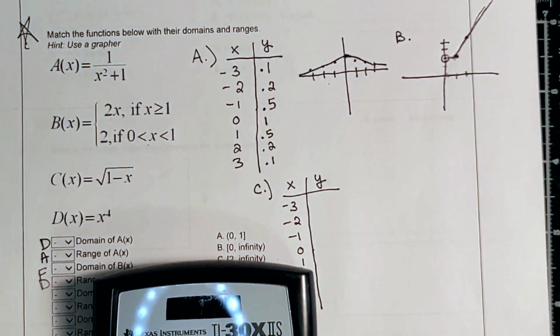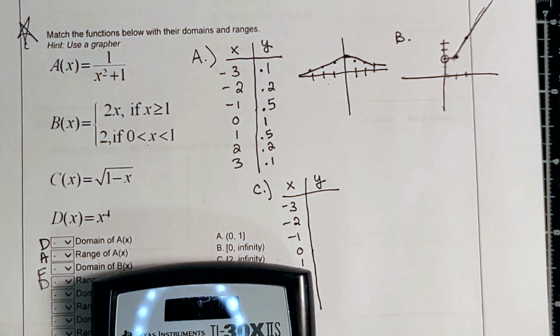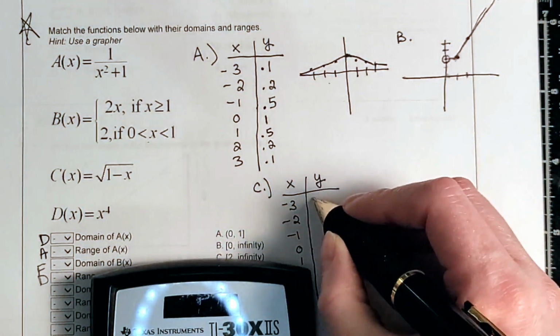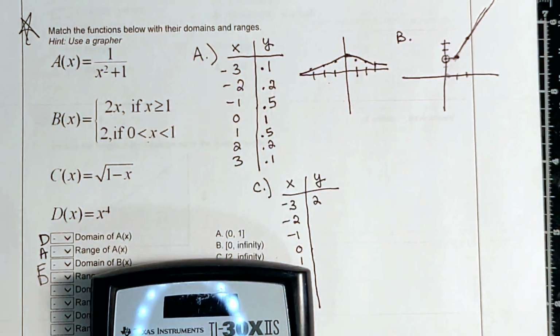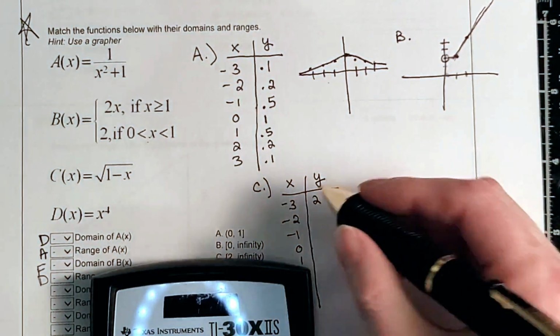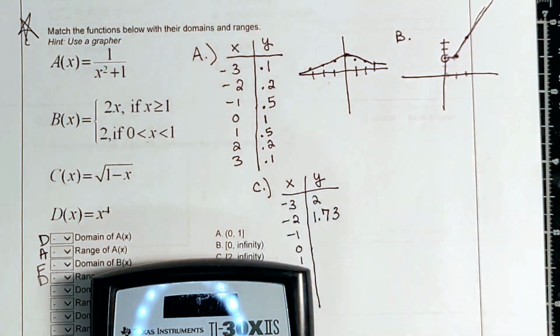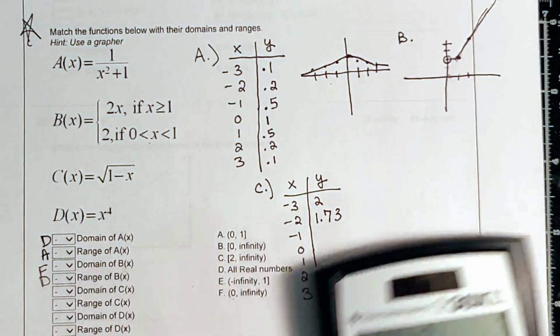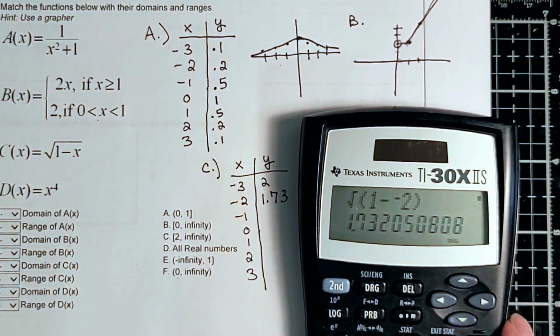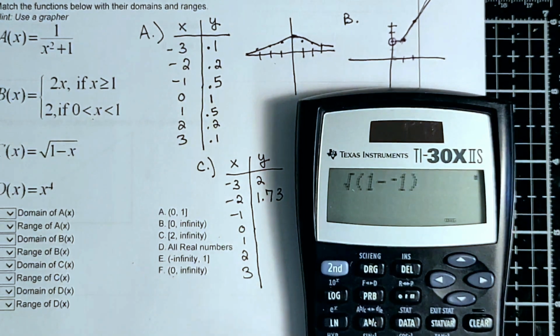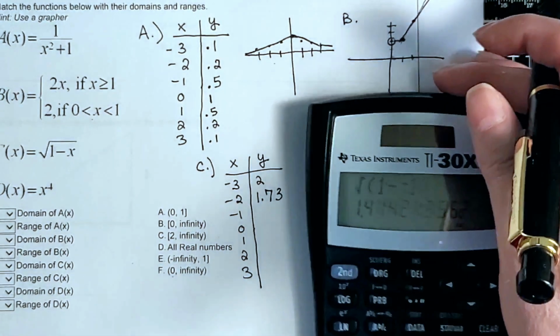Alright, so we've got the square root of 1 minus -3, and that would be it. Okay, so that gives me 2. Switch that to 2. 1.73. You can't really see my calculator. I'll try to move things around here. Okay, -1, 1.41.